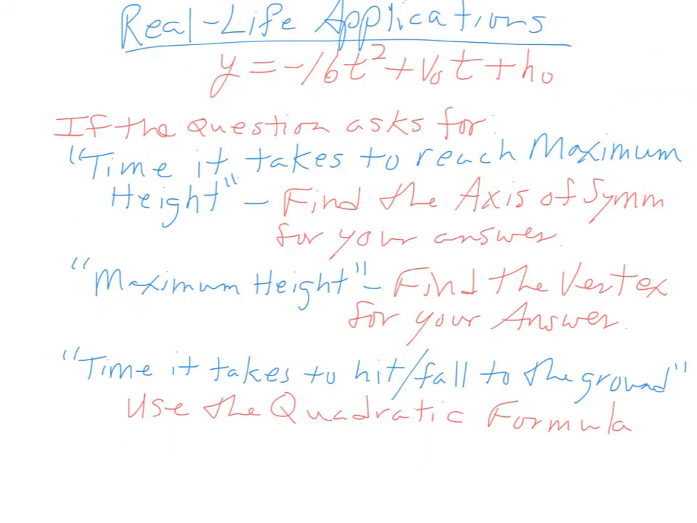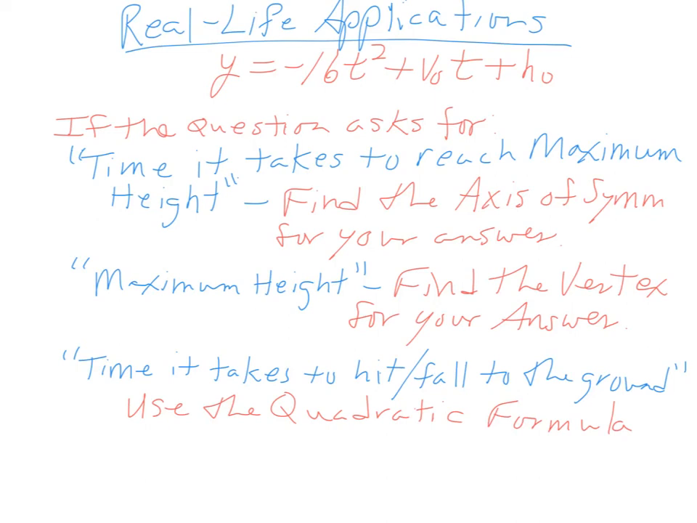Alright, our last part here is real life applications, and you will be given an equation, just like the one I have there, y equals negative 16t squared. Where that v sub 0 is, there will be a number there, so you don't have to worry about putting a number in there, and also with the h sub 0, there'll be a number there. So the equation will already be given to you, you just have to know the numbers, the a, b, and c, to use for your axis of symmetry, vertex, quadratic formula. So all those numbers will be given to you in your equation.